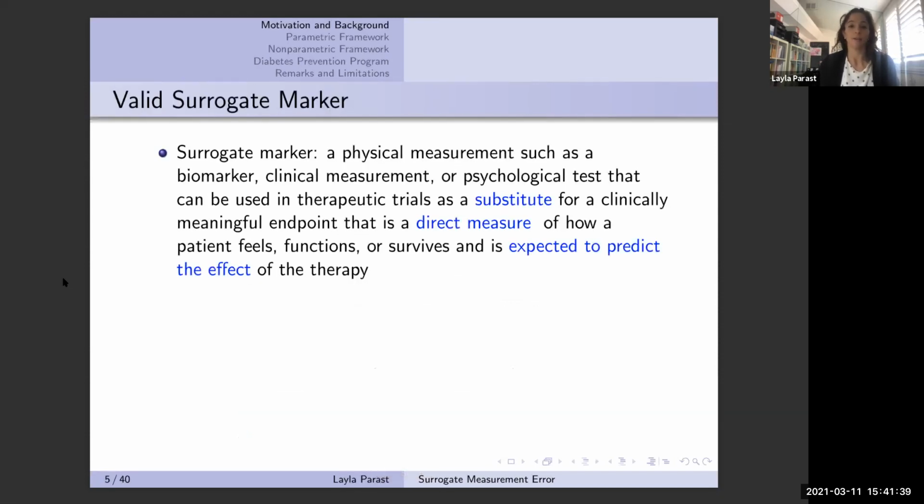So I've been kind of throwing around the phrase surrogate marker. One definition of a surrogate marker is a physical measurement, such as a biomarker, a clinical measurement, or a psychological test that can be used in therapeutic trials as a substitute for a clinically meaningful endpoint that's a direct measure of how a patient feels, functions, or survives, and is expected to predict the effect of the therapy. While that's a nice definition, it's not really clear what that means statistically.